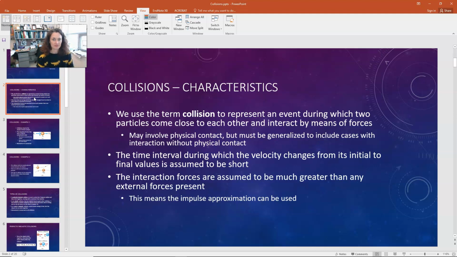Now, we're also going to assume that the interaction forces are a lot greater than any other external forces present, so we can use the idea of impulse in the collisions. Now, if there are external forces which are a significant fraction, then what you can do is a little bit of a dance where you consider only just before and just after the collision. And then from just after the collision, you can have those other external forces kick back in again. Okay? So, those are some tricks that you can use.